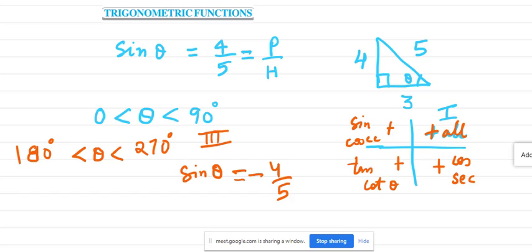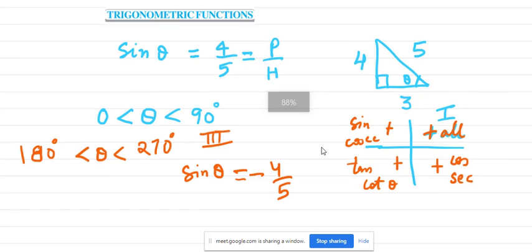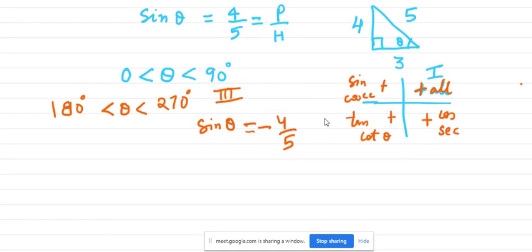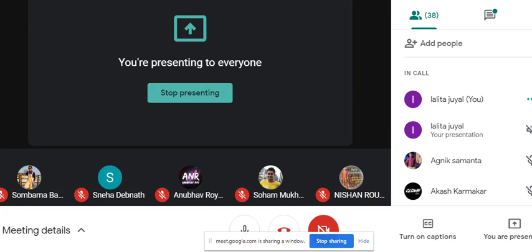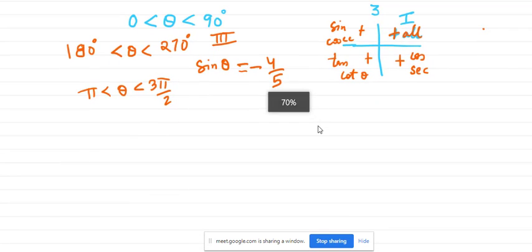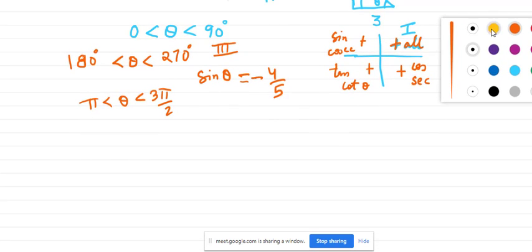I actually remembered it using pi. Yes, in terms of pi, you can say pi and 3 pi by 2. Okay, so this thing I think you can do.